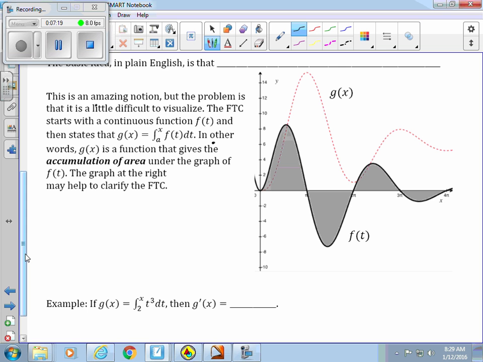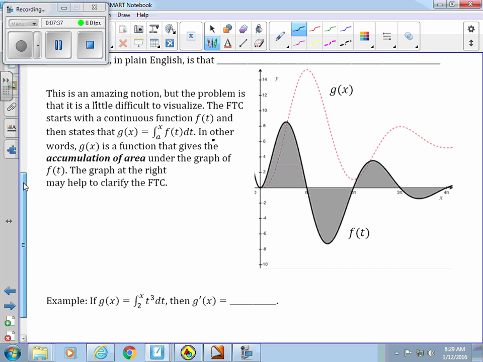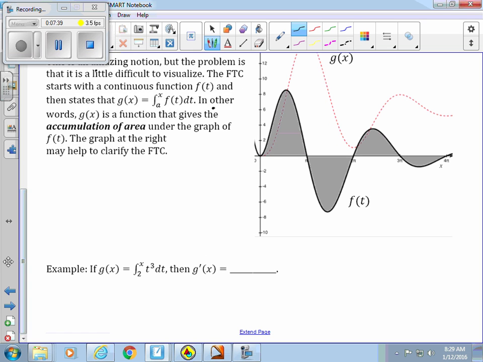I put a picture up there, but to me a stationary picture just doesn't do it justice. The visual I gave you on the graph earlier did a little better job of showing you that relationship. Okay, so an example. If I have the integral from 2 to x of t cubed dt, then what is g prime of x?